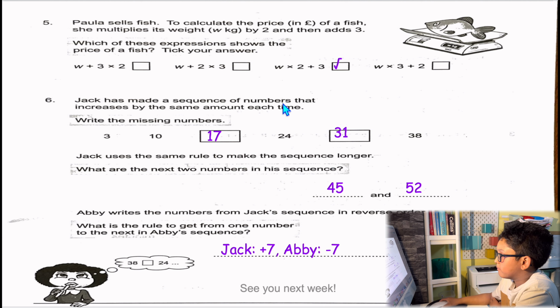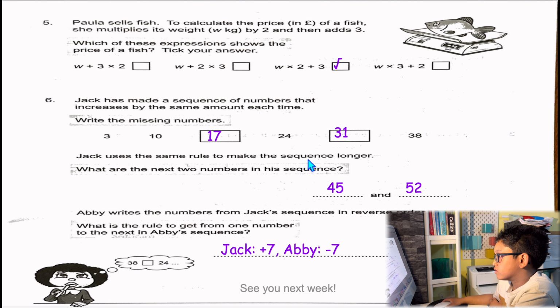Question 6. Jack has made a sequence of numbers that increases by the same amount each time. Write the missing numbers. We know 3 to 10, the distance or difference is 7. So then 10 plus 7 is 17. 24 plus 7 is 31.